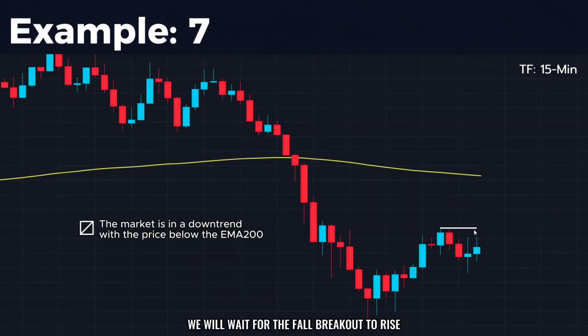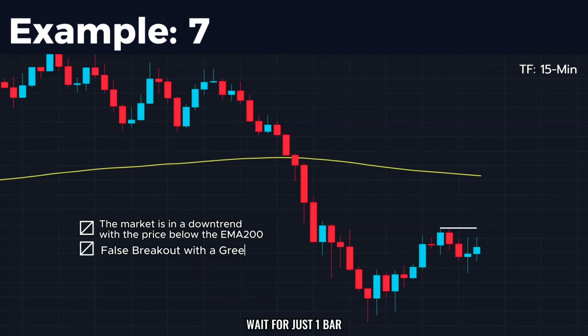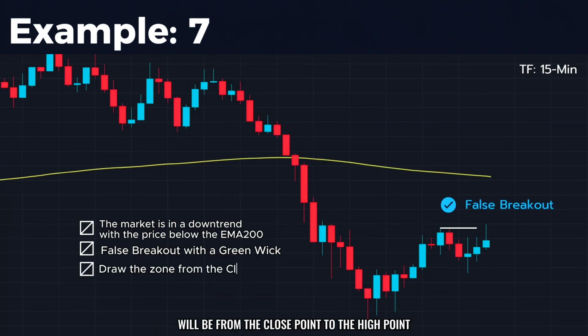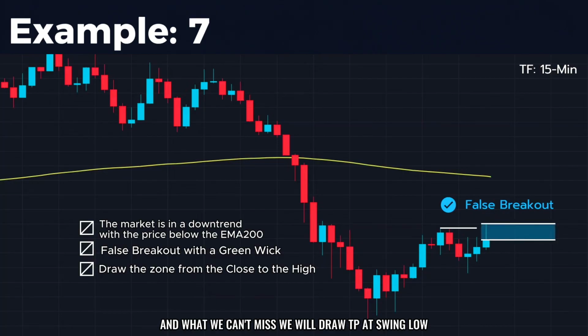We will wait for the fall breakout to rise. Wait for just 1 bar. The price will go down the resistance and then turn back to the bottom. Therefore, it is considered to pass the filter. After passing the filter, we will look for the zone, right? Our zone will be from the close point to the high point. That's this zone. And what we can't miss, we will draw TP at swing low.